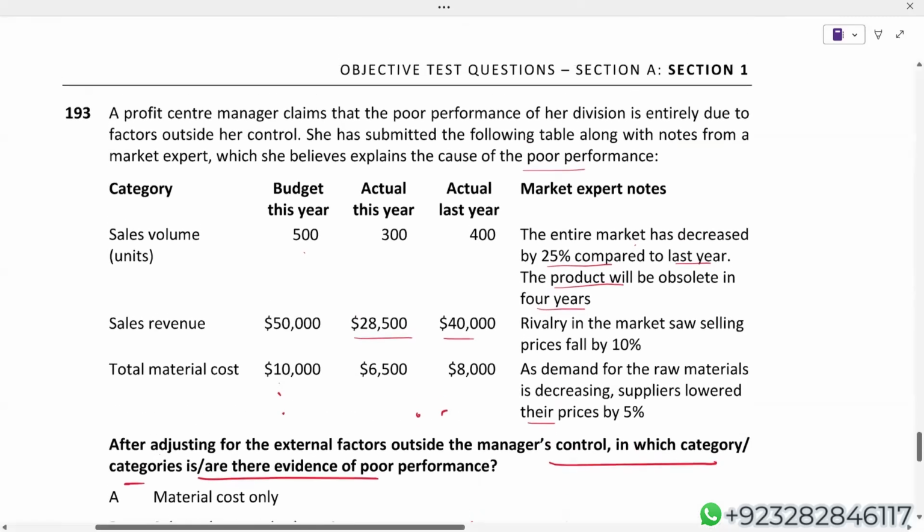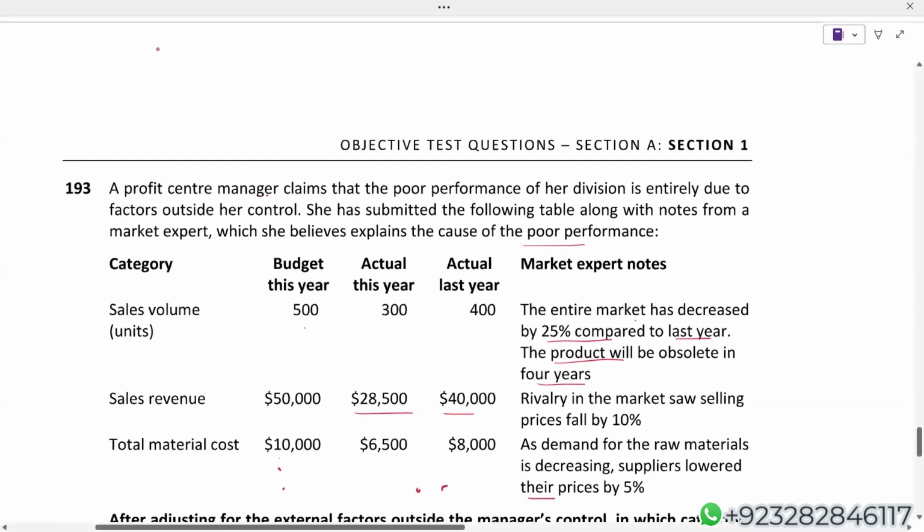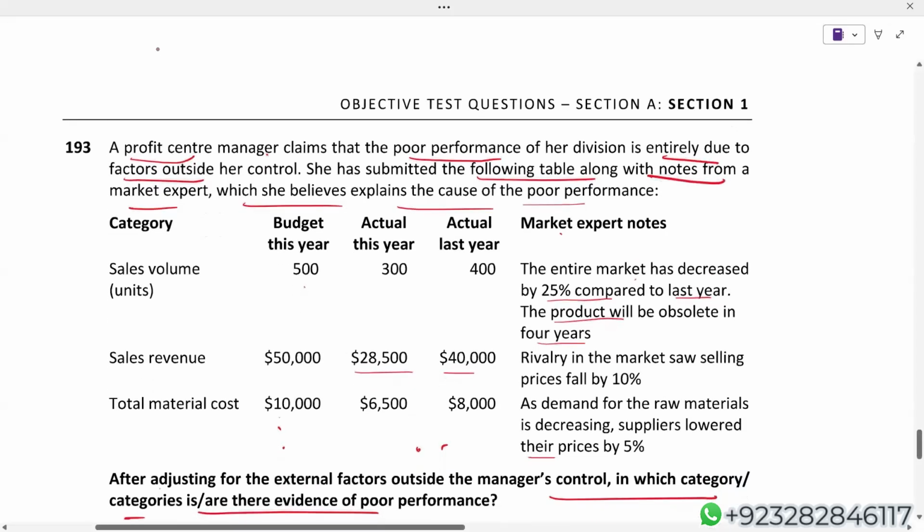A profit center manager. If you are a manager of a profit center, it means two things will be happening in your particular profit center. One, cost will be incurred, as well as sales will be generated. The profit center manager claims that poor performance of her division is entirely due to factors outside her control. She has submitted the following table along with notes from a market expert, which she believes explain the cause of poor performance. Look at this market expert's notes.